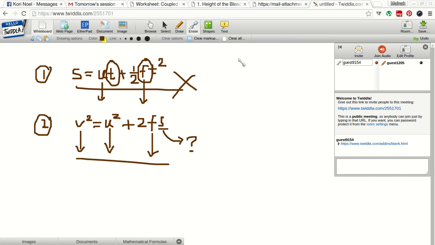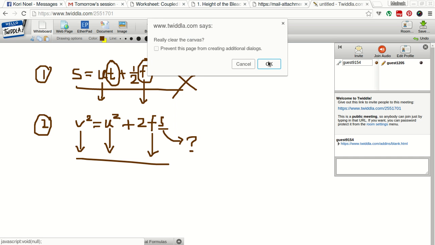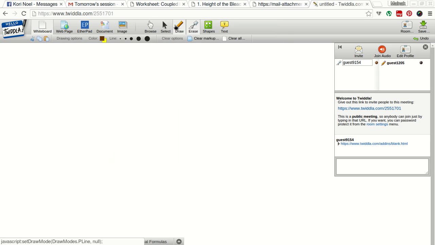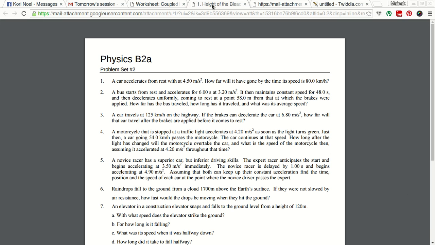You want me to do it? Yes, not to do it, just to tell me the concept. Okay, so the bus starts from rest, accelerates for 6 seconds at 3.2 meters per second squared. You don't have to put in all the numbers. You can just put time equal to t1 or t2, acceleration equal to a1, a2. That would suffice.